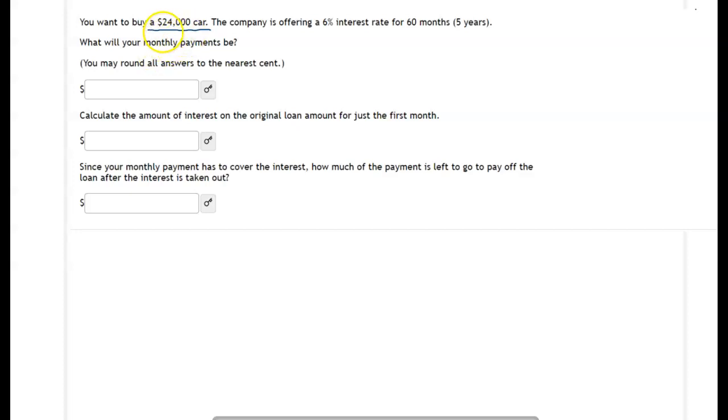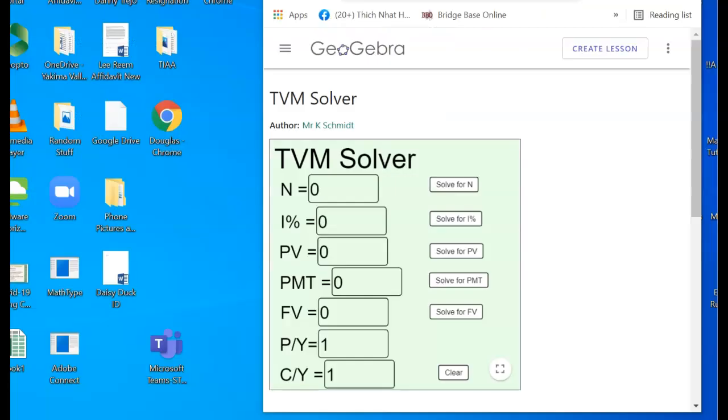So let's consider buying a car for $24,000, and the car company is offering a 6% interest rate for 60 months. That's a 5-year loan, 5 times 12 is 60. And so we're going to borrow the whole amount. It says, what will your monthly payments be? So this is something we've done before using the TVM solver. So let's use the solver.